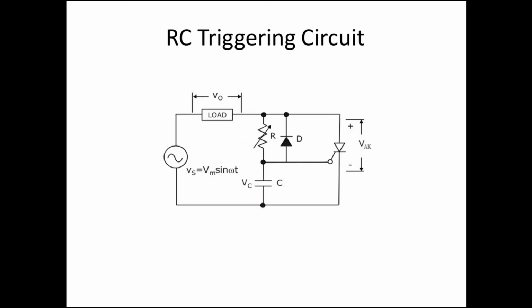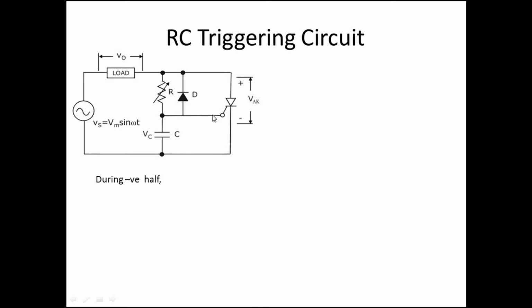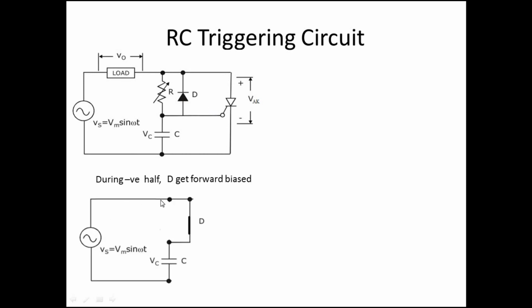Okay, so here we are using an RC network, and now we can analyze this circuit. During the negative half, here it will be negative and here positive. So the diode becomes forward biased and will conduct. We can neglect the load resistance and say this will be open circuit initially because the thyristor is not turned on. So the circuit is equivalent to this. This is short, so Vs is directly connected to the capacitor, so the capacitor is directly connected to the AC source.